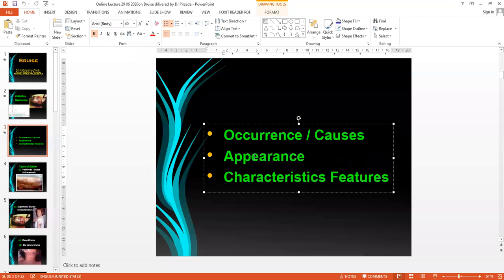So similarly it appears early, but when extravasation of blood occurs in the subcutaneous tissue, the appearance will be early, easily visible to the naked eye because there is swelling, a discolored area, pain, and inflammation. So we can easily see the appearance in superficial bruises.